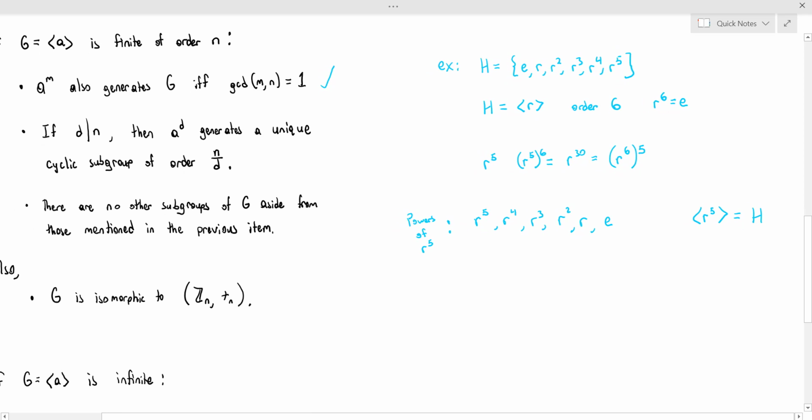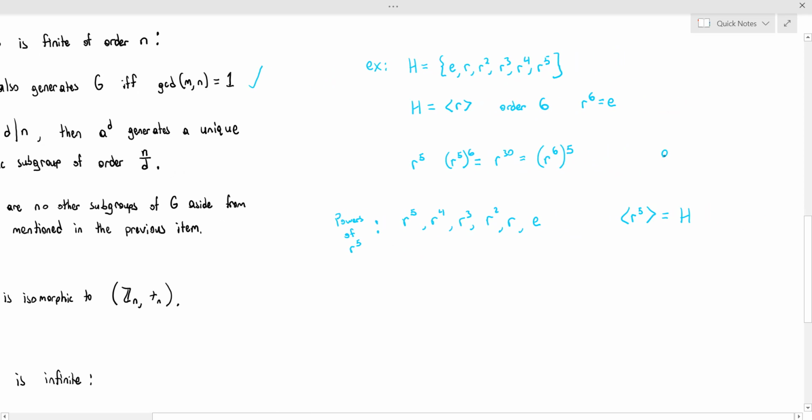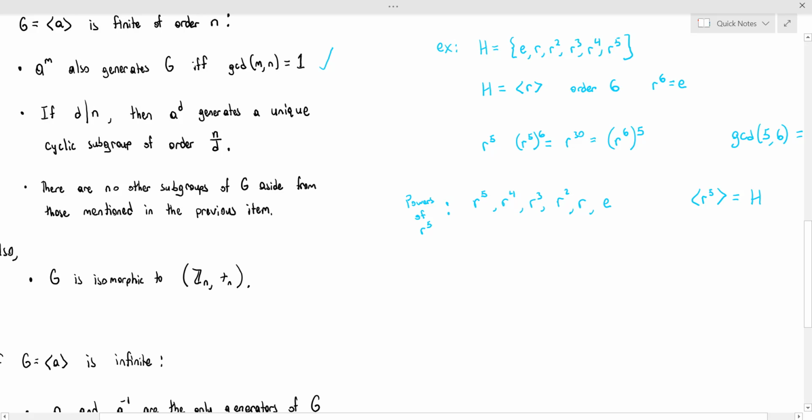5 and 6 are relatively prime. They have no common divisor aside from 1. So because 5 and 6 are relatively prime, that is why r to the 5th power generates the entire group H. Let's look at the second item.